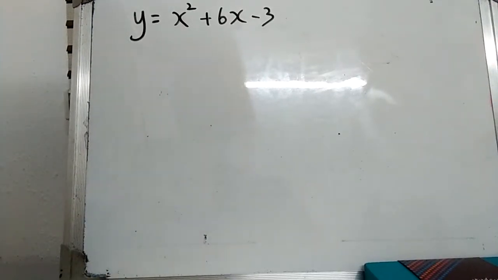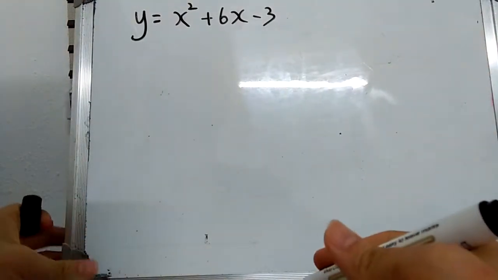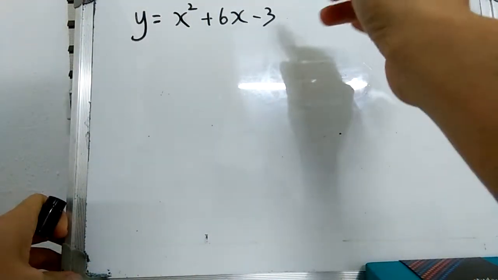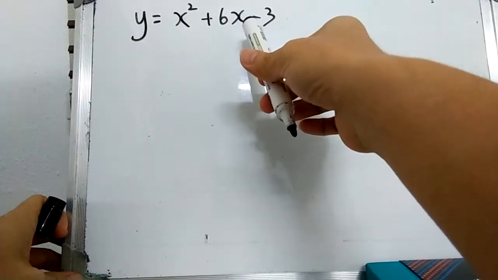By using the completing the square method, you are able to find the minimum and maximum value of a graph. Let's see how we can use the completing the square method to solve this graph.